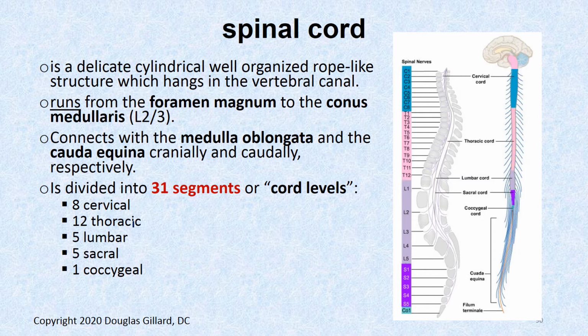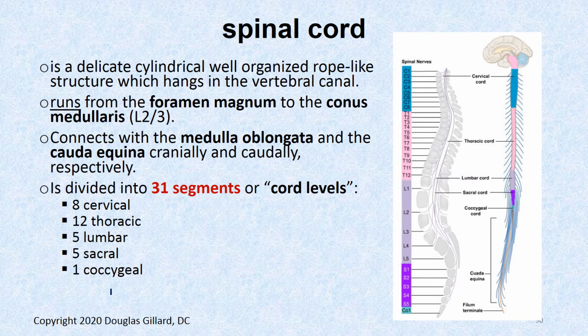There's 12 thoracic segments or cord levels. There's 5 lumbar cord levels, 5 sacral cord levels. Now wait a minute, the coccyx has 4 segments. How come there's only 1 coccygeal segment? Way down here, this coccygeal segment is about the level of T12-ish, I would say. Oh no, that's even further. That's at the level of about L2-ish. That's the tip of the conus medullaris.